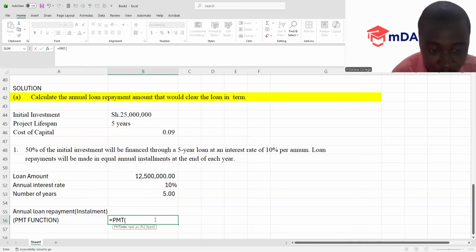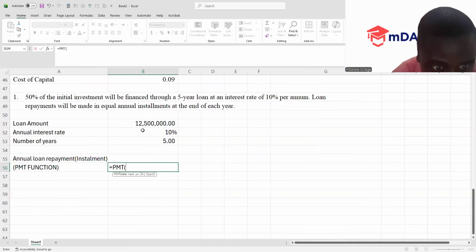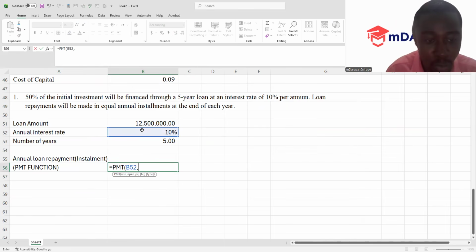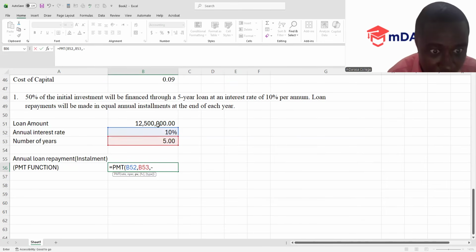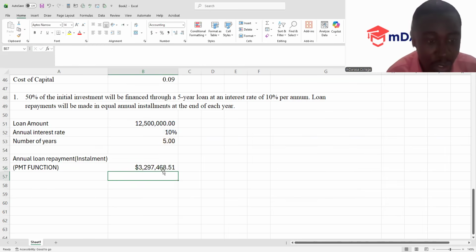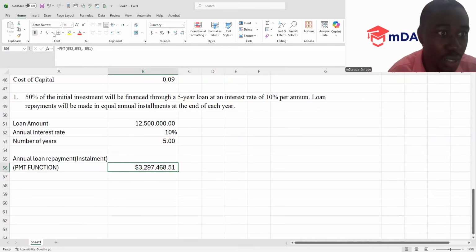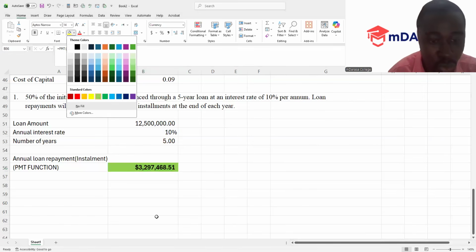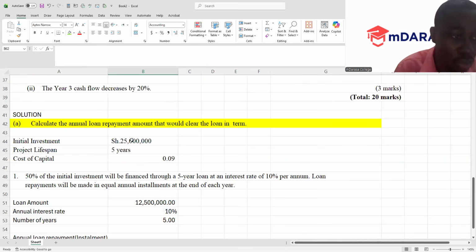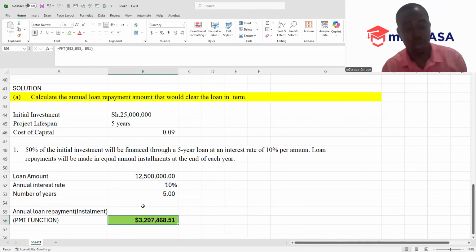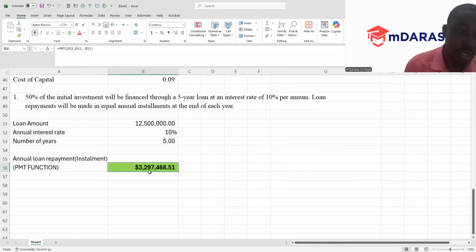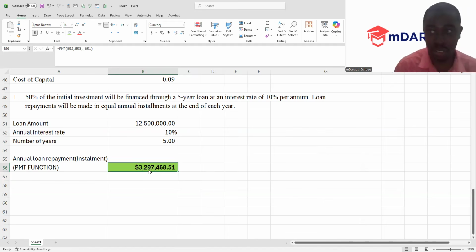Our PMT, recall, equal sign, PMT tab, our rate. This is the annual rate, which we're given as 10%, comma. What about our number of periods? NPER, you're given 5 years, comma. The value of the loan that you're taking, negative 12.5. So in this case, we have determined what the good examiner wanted us to get in the first instance: the loan repayment amount that will clear the loan in terms. The PMT function will be very ideal at this point.